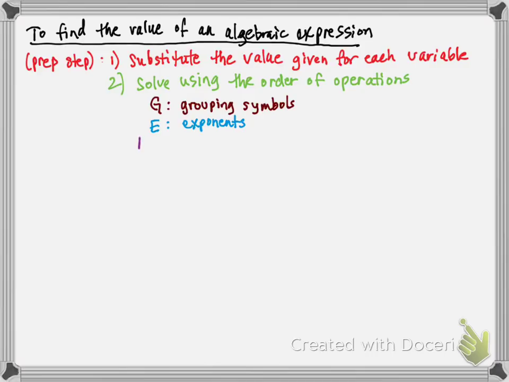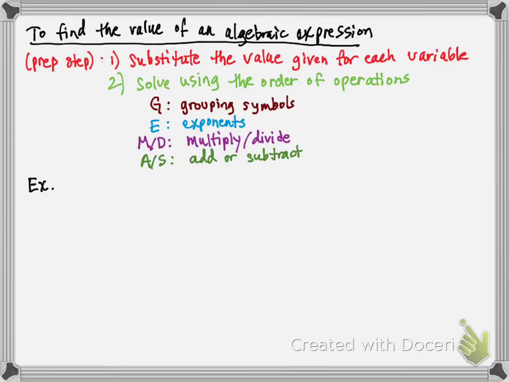Then we had the partners, M and D, which is multiplication or division, or multiply, divide. And remember, it's whatever shows up in the problem as you read it from left to right. And last but not least, we've got A and S, and again, as you go from left to right, you're going to add or subtract. So again, anytime you have an algebraic expression, we're going to use order of operations.